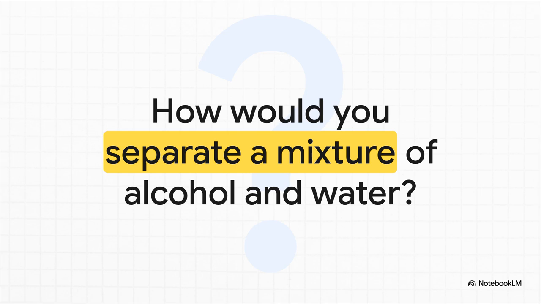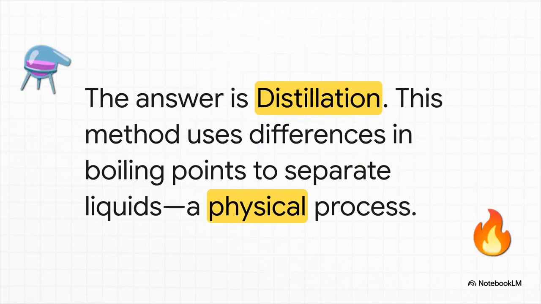All right, let's try to apply this stuff. Let's say you have a mixture of alcohol and water. They're all mixed up, but they aren't actually chemically bonded. So how would you go about separating them back into pure substances? Well, the answer is a process called distillation. See, alcohol boils at a lower temperature than water, so you can just heat the mixture, capture the alcohol vapor as it boils off first, and then cool that vapor back down into pure liquid alcohol. And it's a totally physical process because you never actually changed what the water or the alcohol were.